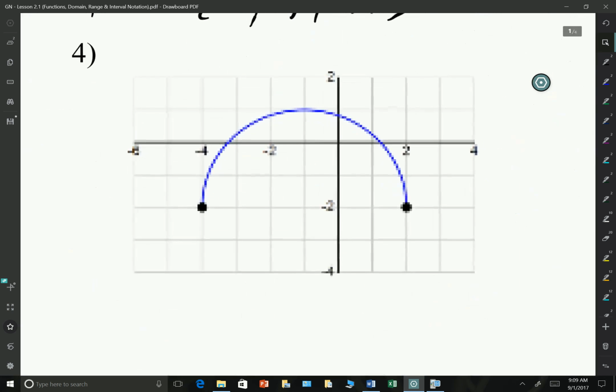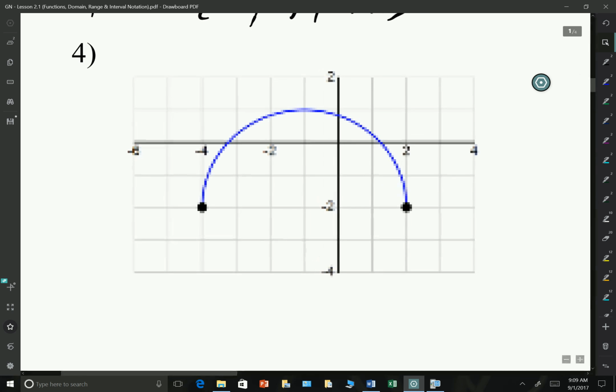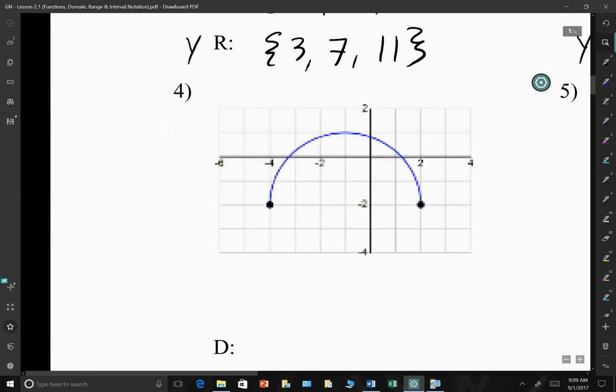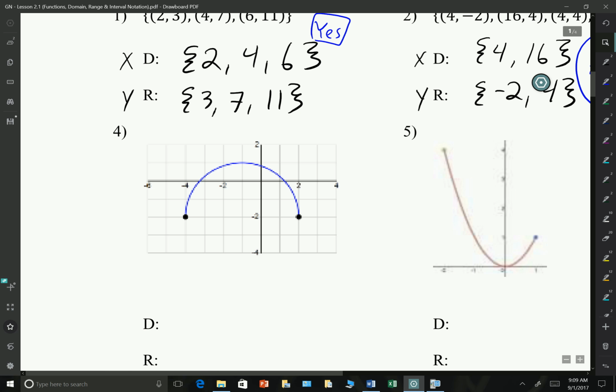But how about from a graph? If I want to do domain and range from a graph, domain is which values? X. So if you have an x-axis, your domain describes the x.